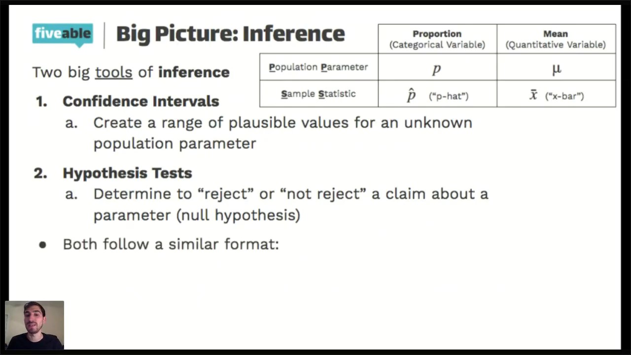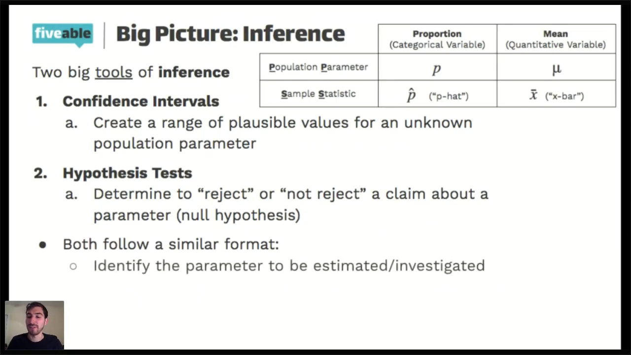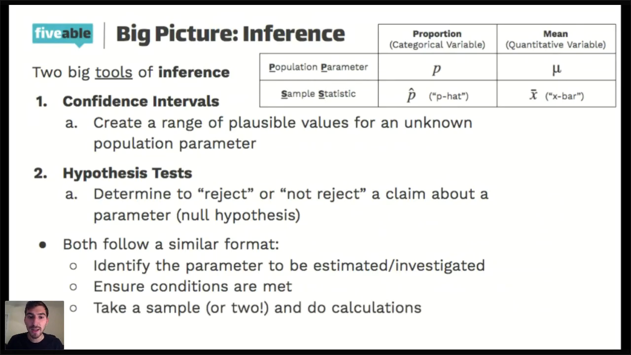But both of these things follow a similar format when it comes to inference. First, you have to identify what you're trying to estimate or investigate. So what parameter are we looking at? Is it a categorical situation where I'm estimating p? Is it a quantitative situation where I'm estimating mu? Then figure out if the conditions to do the inference are met. We'll talk more about conditions later, but typically those are taking random samples and having big enough samples. And there are some magic numbers involved for both of the different cases. We'll then actually take a sample or two and do some calculations.